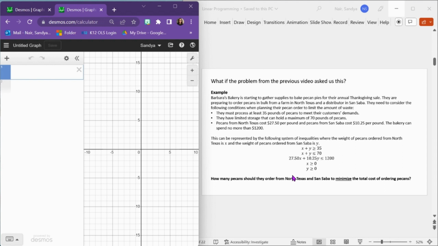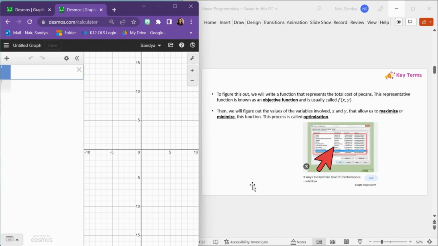Remember, we had this Barbara's Bakery question where they were starting to bake pecan pies and needed to order pecans from two different distributors. They had these conditions, and we took those conditions and represented them using these inequalities. What if instead of finding a possible solution, this problem had said, how many pounds of pecans should they order from North Texas and San Saba to minimize the total cost of ordering pecans? That's a little bit different than just finding one solution. To figure this out, we're going to use a process called linear programming.